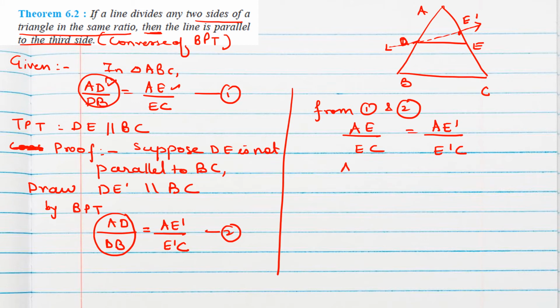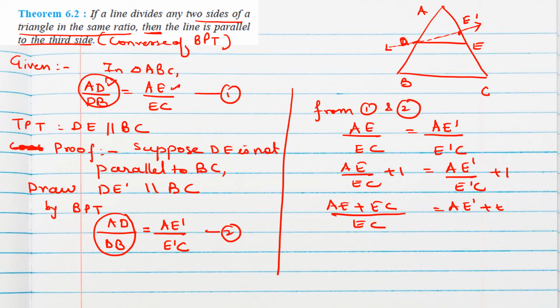Now add 1 to both sides. What will happen? Add 1, then we get AE plus EC by EC equals AE dash plus E dash C by E dash C. Now if you observe, AE plus EC gives the full complete side, that is AC, and AE dash plus E dash C is also AC. So AC will cancel. We will get that EC and E dash C are equal.